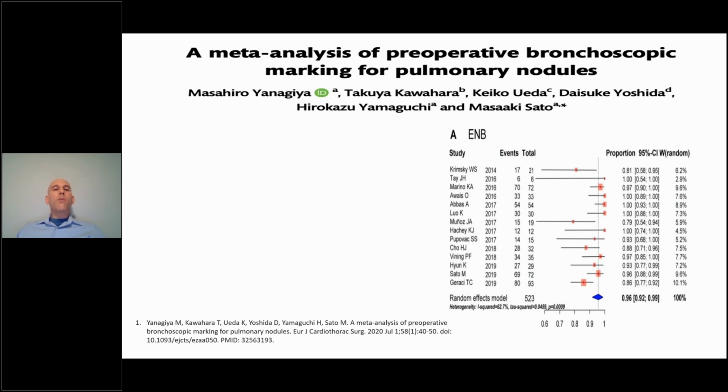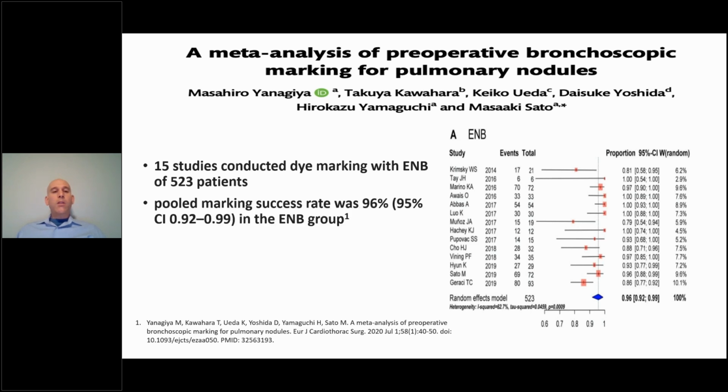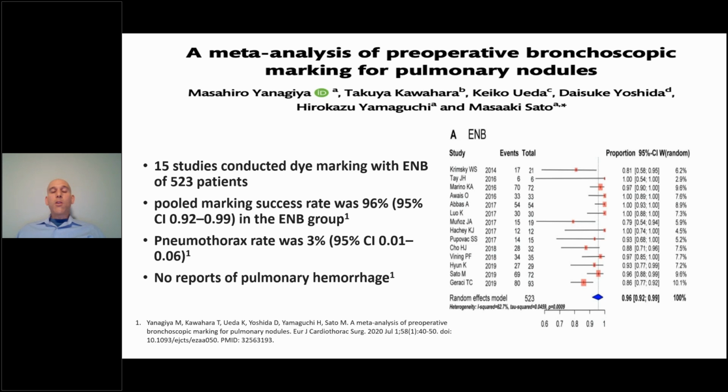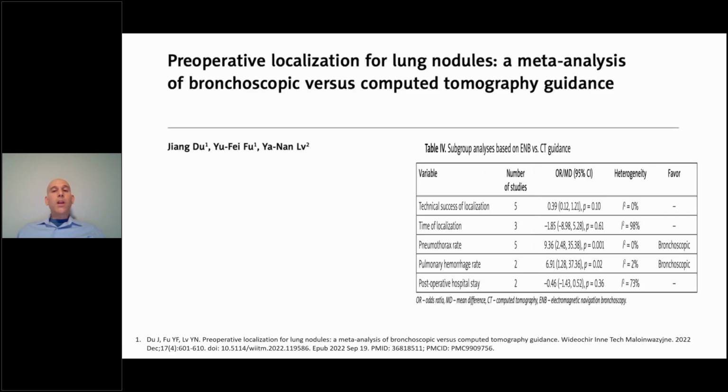What about if we look at some more meta-analyses? So this is looking at nodules that were marked with dye. 15 studies, 523 patients, and the success rate again was very high, 96% in the navigation group. Very low risk of pneumothorax, about 3%, and no issues with bleeding. So very safe and successful procedure for localization.